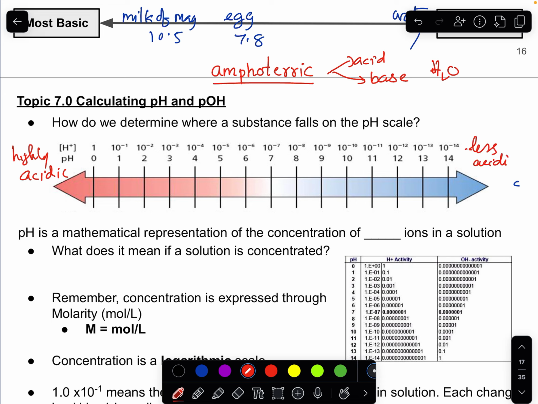Okay, so pH is a mathematical representation of the concentration of H+ ions or hydronium ions. What is meant by concentration? Any idea? It depends on how much solute is there in a solution. How much solute per liter, per liter of solution.